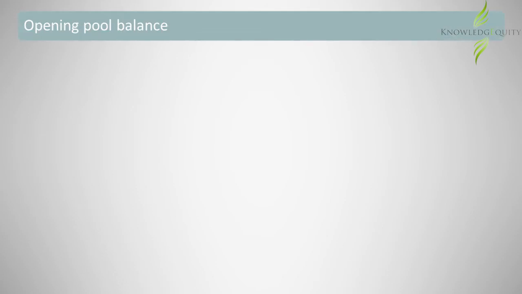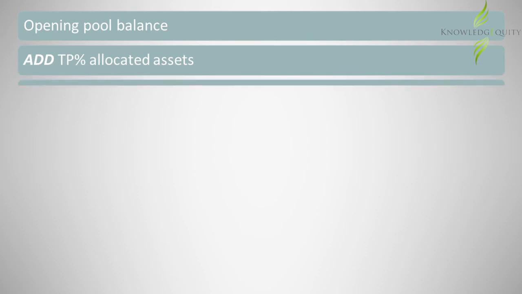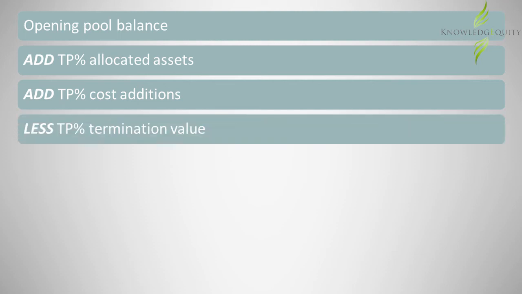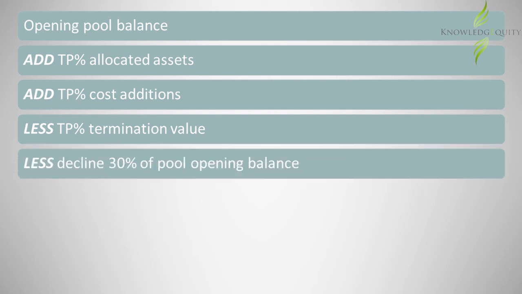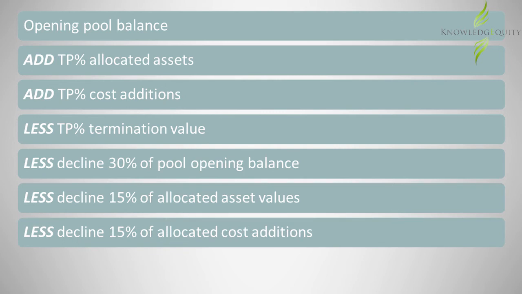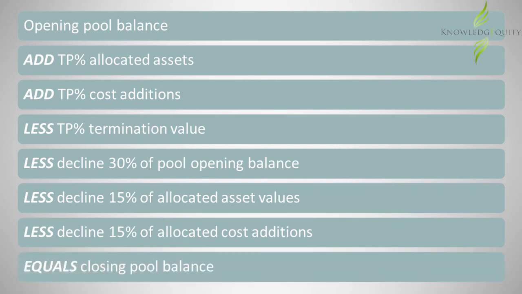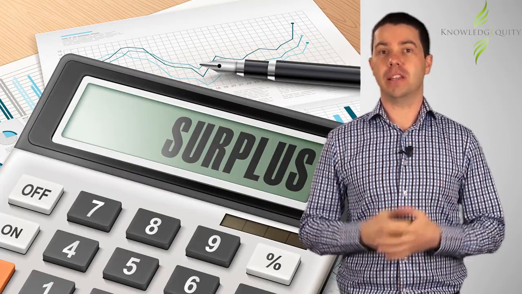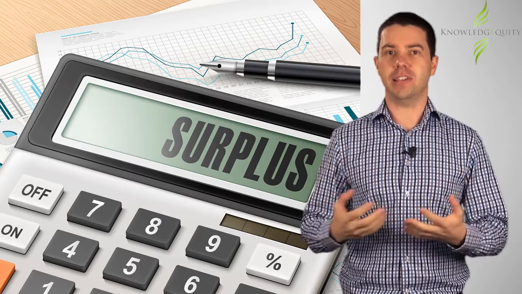To work out the closing pool balance, we take the opening pool balance, add the taxable purpose percentage of allocated assets that year, and cost additions to pooled assets. Then we deduct the taxable purpose percentage of termination value for assets in the pool, deduct the decline of 30% of the pool opening balance, deduct the decline of 15% of allocated asset values this year, and finally deduct the decline of 15% of any allocated cost additions this year. Note that if the termination value takes the closing balance below zero, then the surplus is included in assessable income.